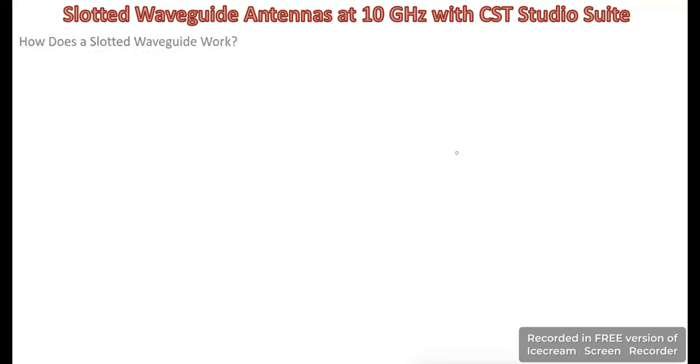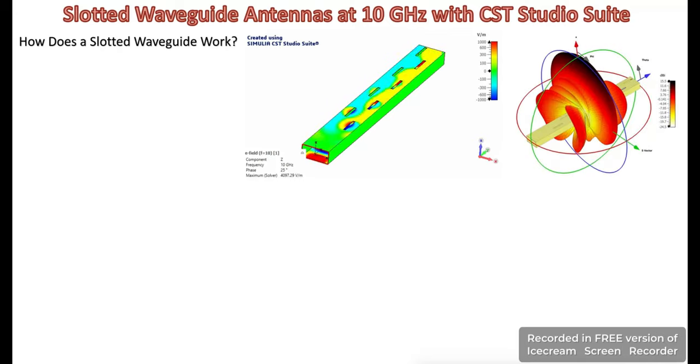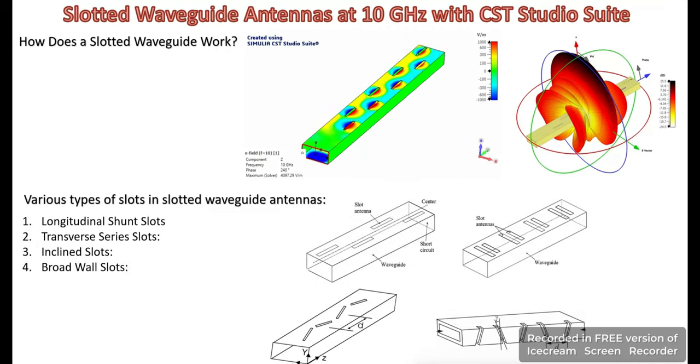How does a slotted waveguide work? In a slotted waveguide antenna, slots are cut into the waveguide surface. These slots act as radiating elements. When the electromagnetic wave travels through the waveguide, energy leaks out of these slots, generating a radiation pattern. The size, shape, and position of the slots are carefully designed to control the direction and strength of the emitted signal. Slotted waveguide antennas come in various types, each designed for specific applications and performance requirements.